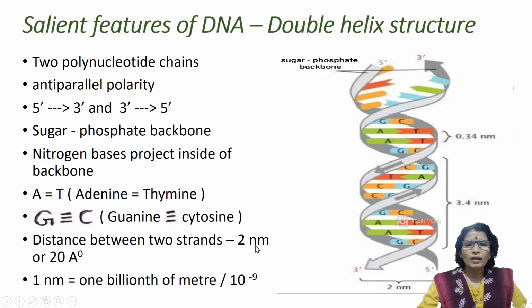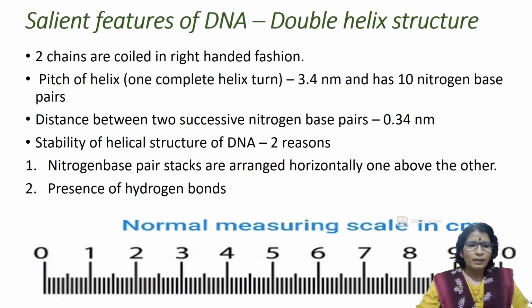That means 1 nanometer is equal to 10 angstroms. What is a nanometer? A nanometer is one billionth of a meter, or 10 to the power of minus 9. I will explain this by taking a normal measuring scale. In your stationery box, you have a common measuring scale in centimeters, divided into 10 centimeters. Each centimeter is divided into 10 millimeters. If 1 millimeter is divided equally into 10 lakh parts, that small portion is called a nanometer.